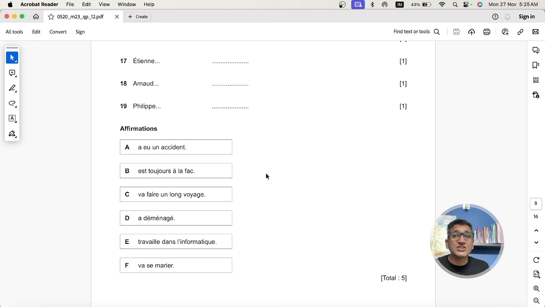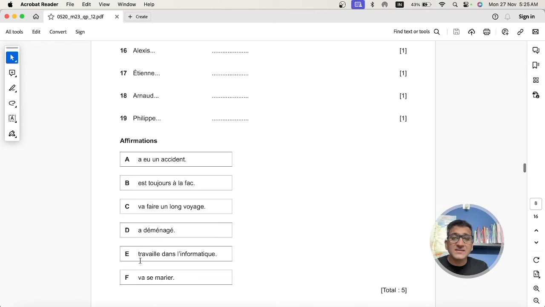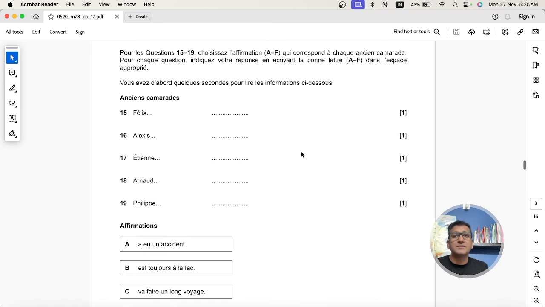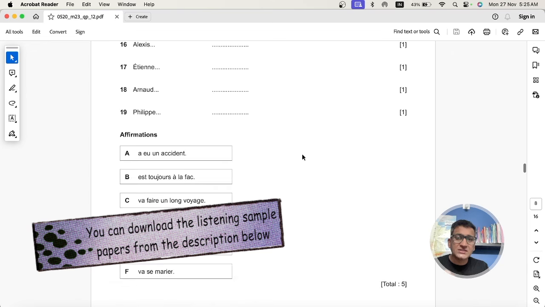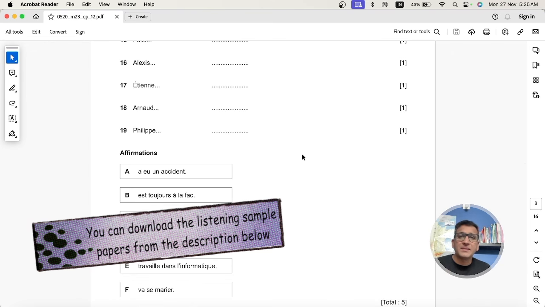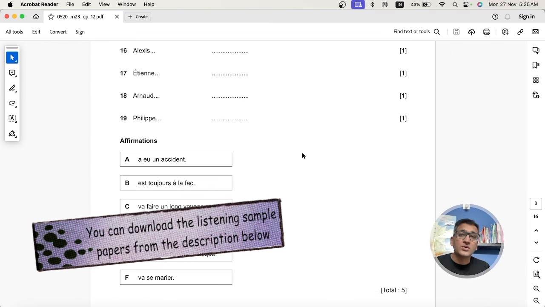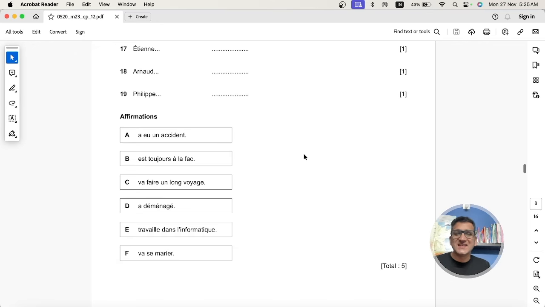So mariage, invitation, mariage. So you need to pick up the words and get the answer. It means he is going to get married. Fine. So this is how it is, the complete thing. And remember, in the description below, I have given all the links for the audio as well as the sample papers which you can download along with the answers.